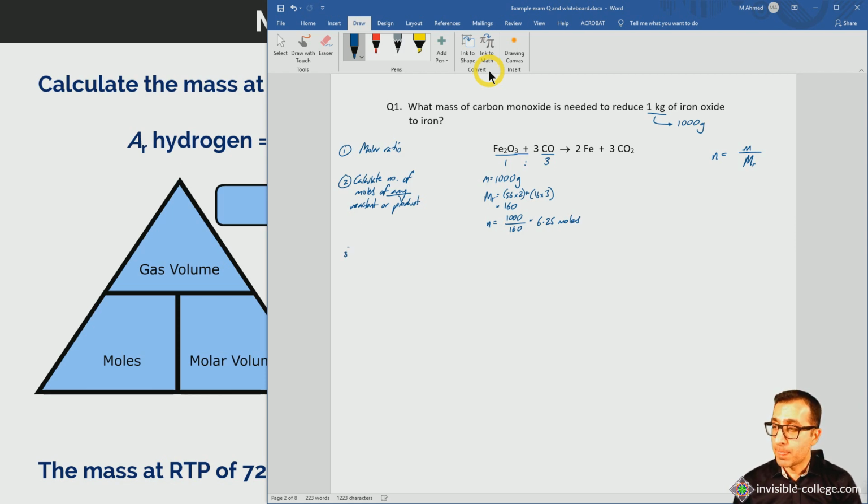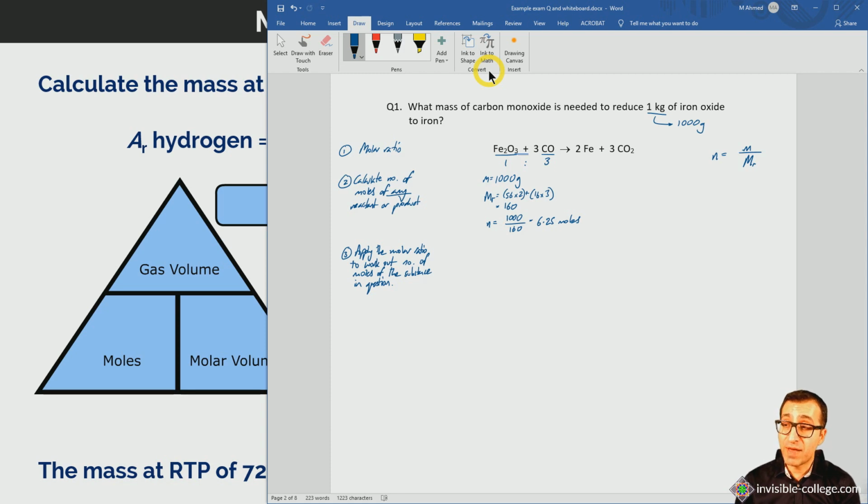Now the next step is to apply the molar ratio to work out the number of moles of the substance in question. So in this case, the substance we're being asked to calculate the amount of is carbon monoxide. We're being asked to calculate the mass of it, but in this step we're going to calculate the number of moles, and we simply apply the molar ratio.